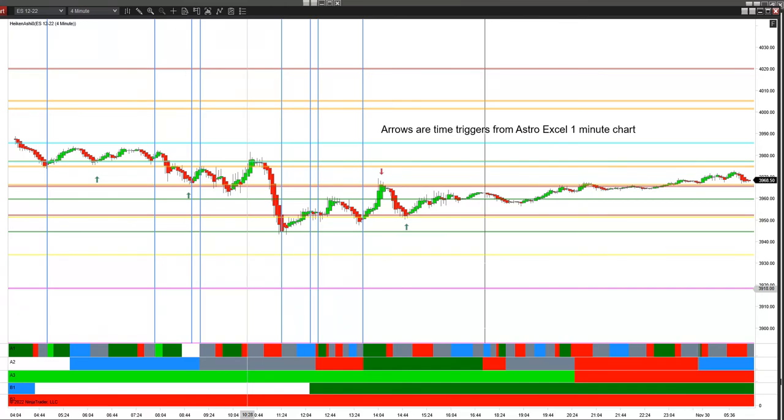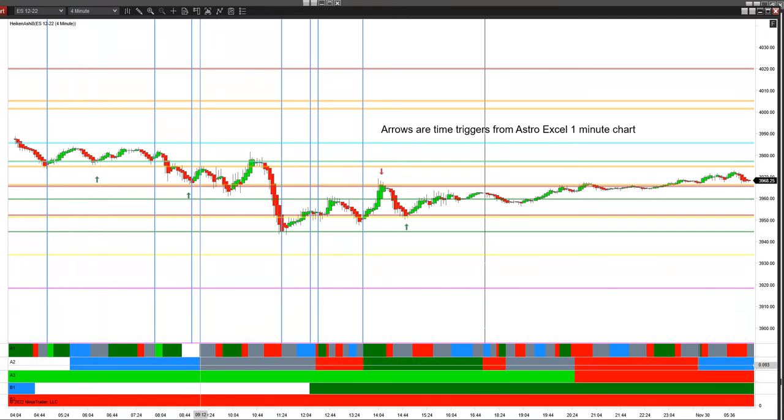On today's example, I'm going to show you how I use the Astro Excel gray line. So these arrows are triggering trades where price came to the law of vibration line area, and I got a gray line trigger on the Astro Excel. So I'll show that in a little bit here, but I want to show you how I'll also use the segment changes to trigger trades.